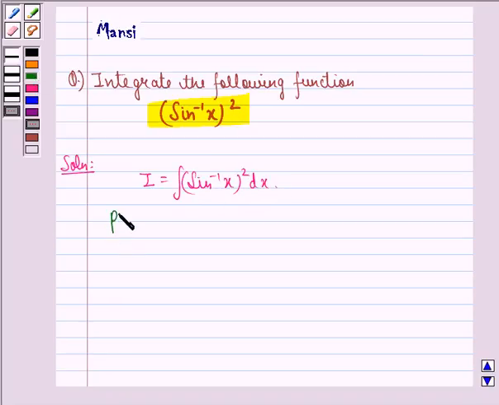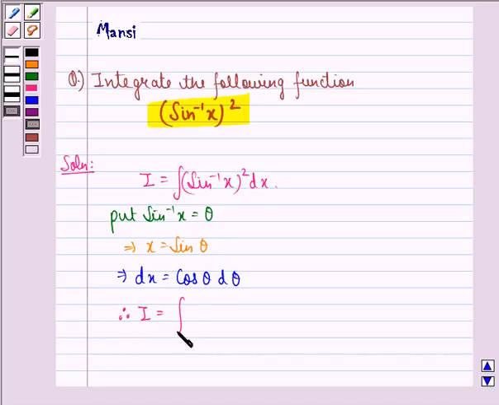First of all, we put sine inverse x equal to theta. This implies that x is equal to sine theta, and this implies that dx is equal to cos theta d theta. Therefore, I becomes integral theta square into cos theta d theta.